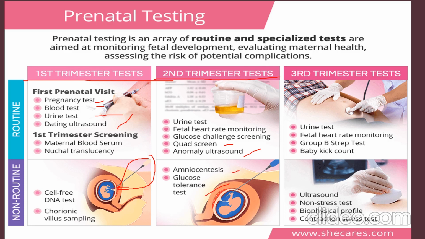For the third trimester test, we have again the urine test, fetal heart rate monitoring, group B strep test, and baby kick count. So, binibilang din yung kick ng baby. By 5 months, gumagalaw na si baby. Yung first movement niya, that's called quickening. So, binibilang. And then for the non-routine, you have the ultrasound, non-stress test, biophysical profile, and contraction stress test.